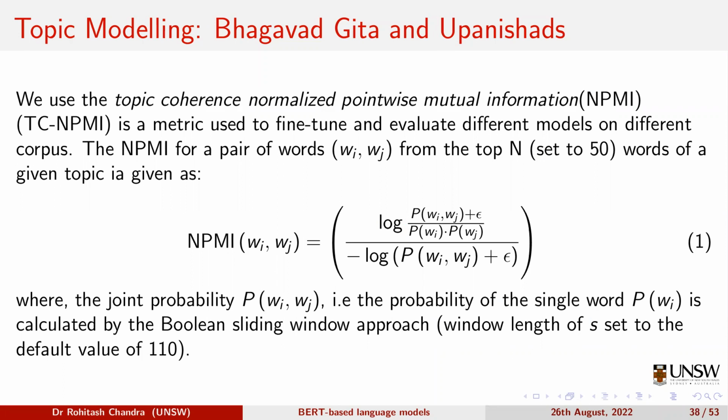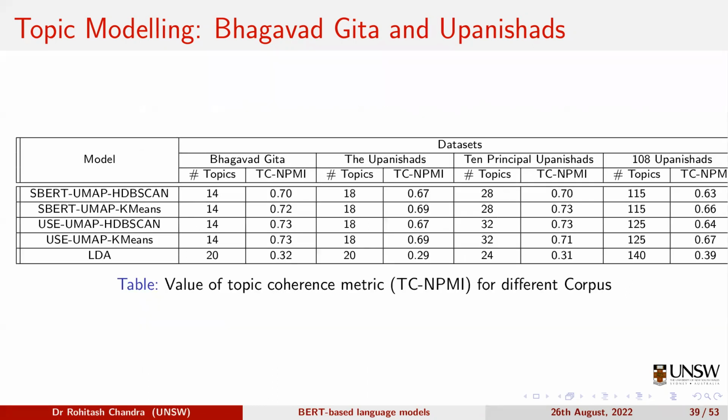Topic coherence, normalized pointwise mutual information, NPMI, is a metric that expresses how well the models recover the topics. It's based on a joint probability from a set of about the top 50 words. And this is the formula for it. Without going much into detail, I'm out of time. We just see some results here of the topic coherence metric.